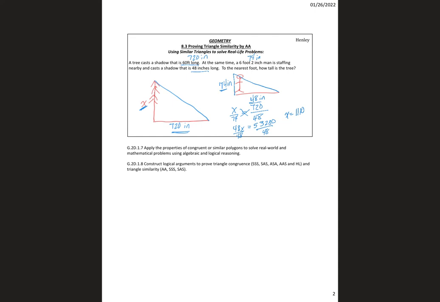1,110 inches. But we don't want to know how many inches. We want to know to the nearest foot how tall is the tree. So we now can divide our inches by 12, and that will give us the number of feet. When we do that, we will get 92.5 feet. So our tree is 92.5 feet tall.